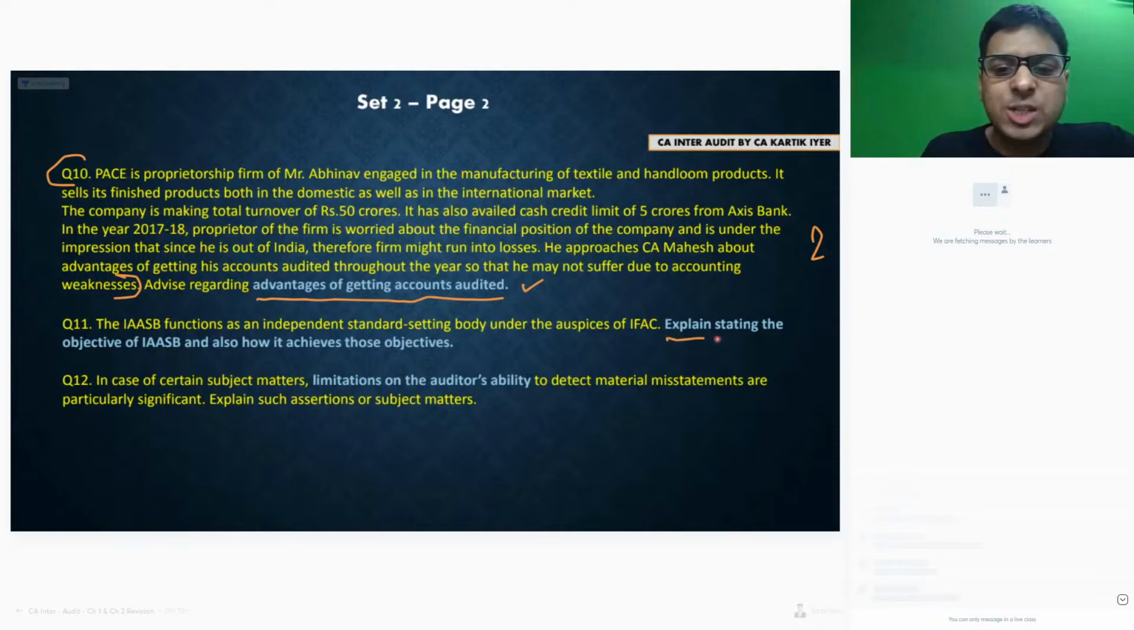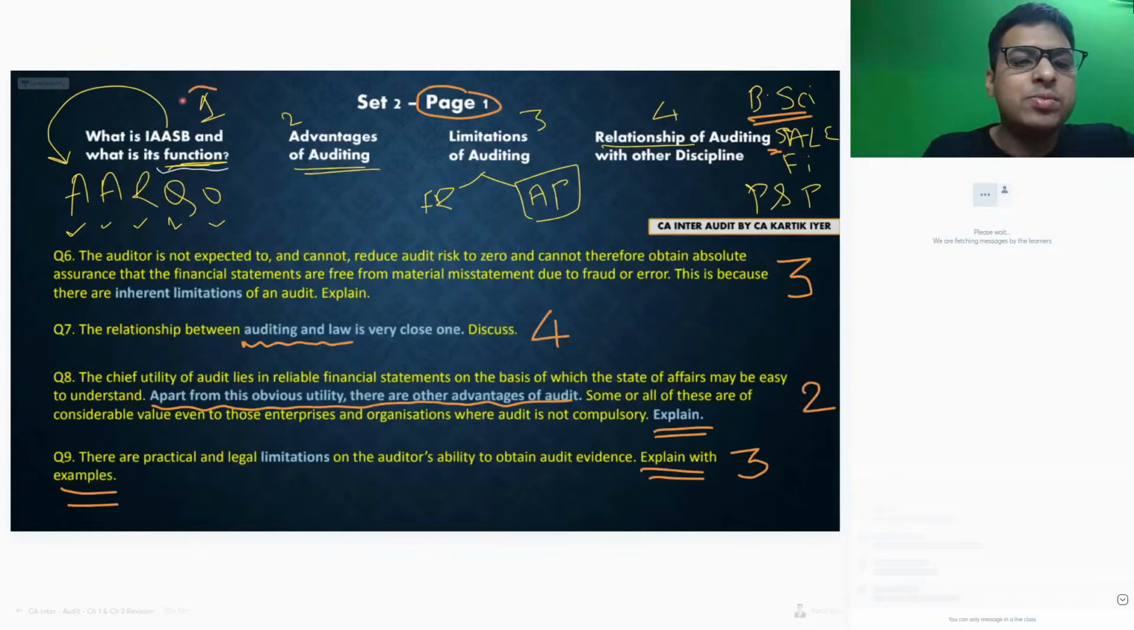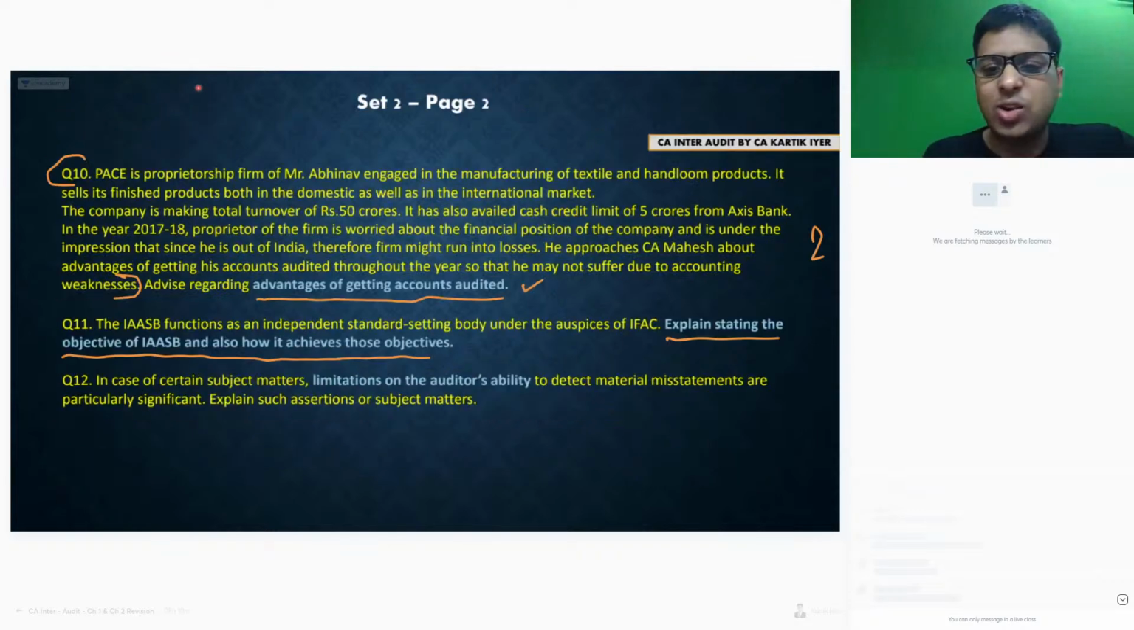Again, see, they have asked: explain stating the objectives of IAASB and how it achieves those objectives. Again, this is your answer number 1. See, answer number 1. Correct? Easy to understand, very simple.